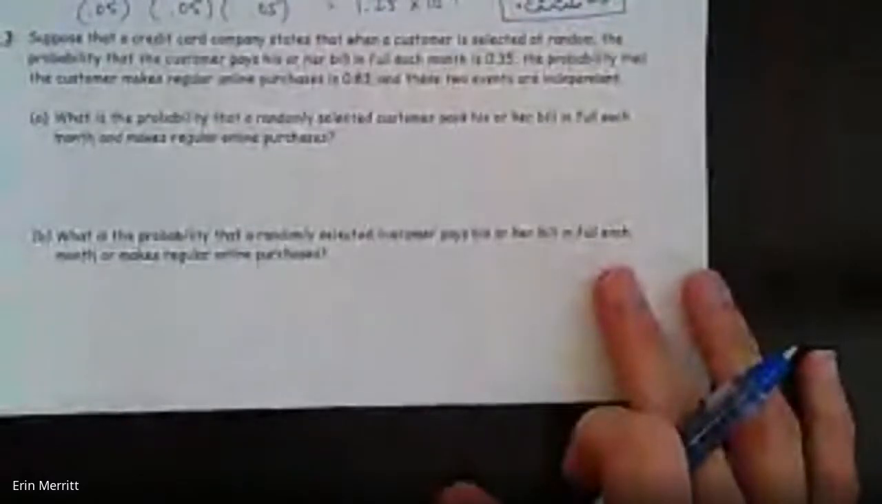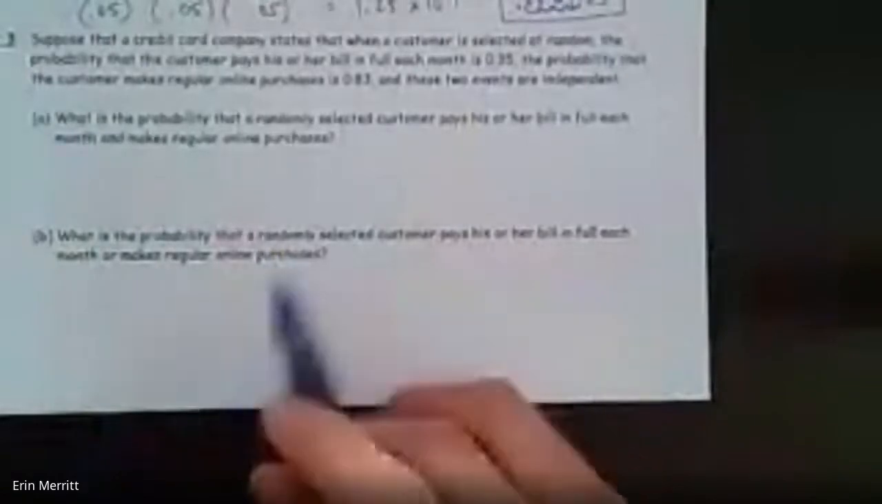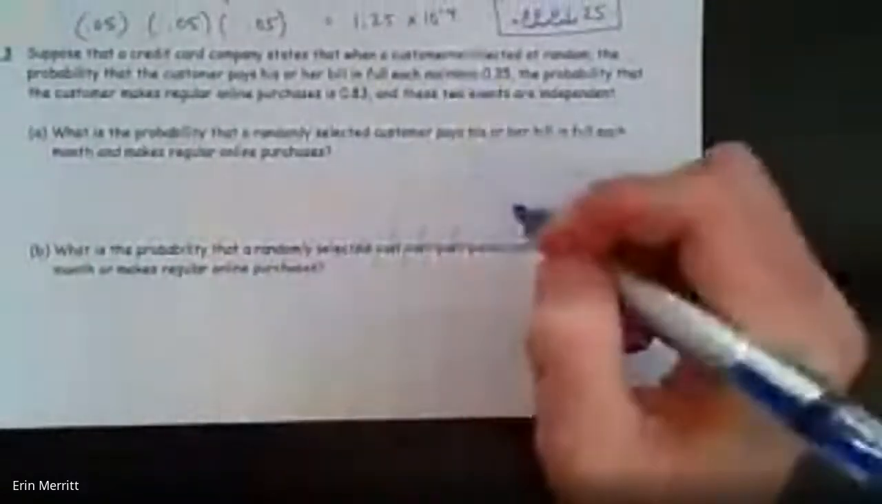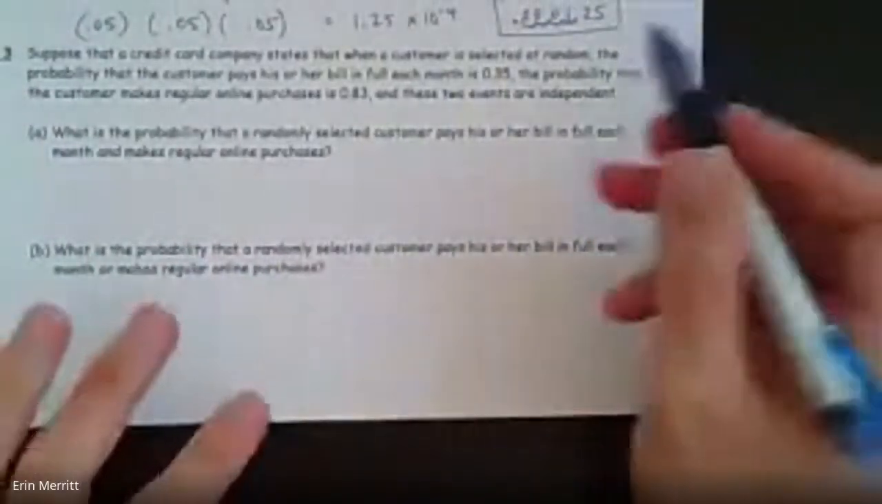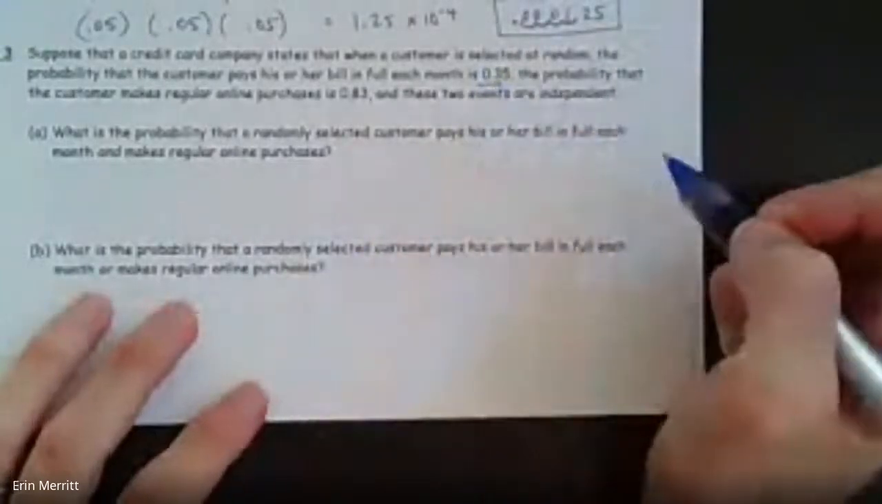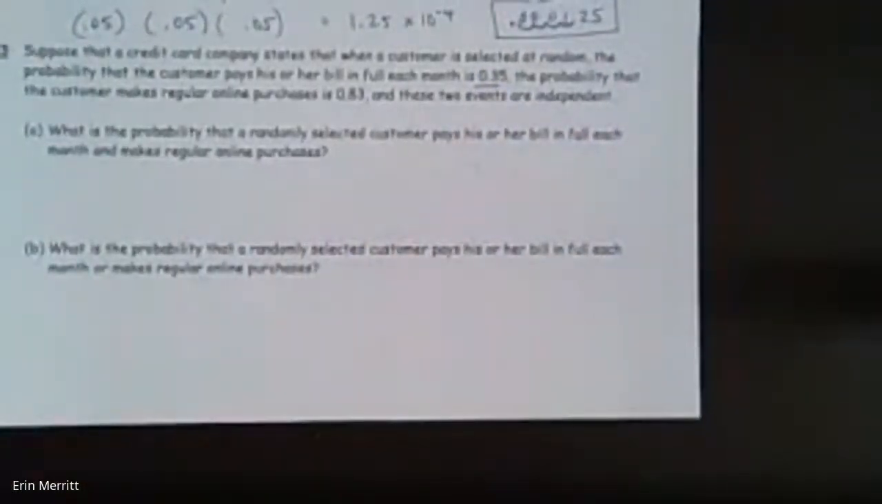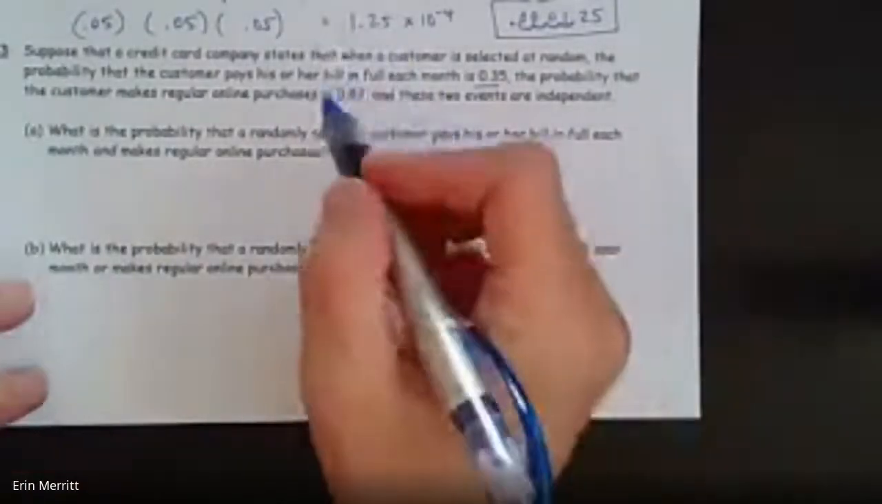All right. For number 3, suppose that a credit card company states that when a customer is selected at random, the probability that the customer pays his or her bill in full each month is 0.35. You should do that if you can. The probability that a customer makes regular online purchases is 0.83.